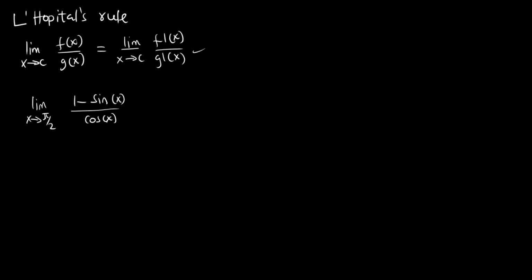But first of all, let's try direct substitution and see what we get. We're going to have 1 minus sine of pi on 2 divided by cosine of pi on 2. So let's simplify this and see what we get. We have 1 minus sine of pi on 2.